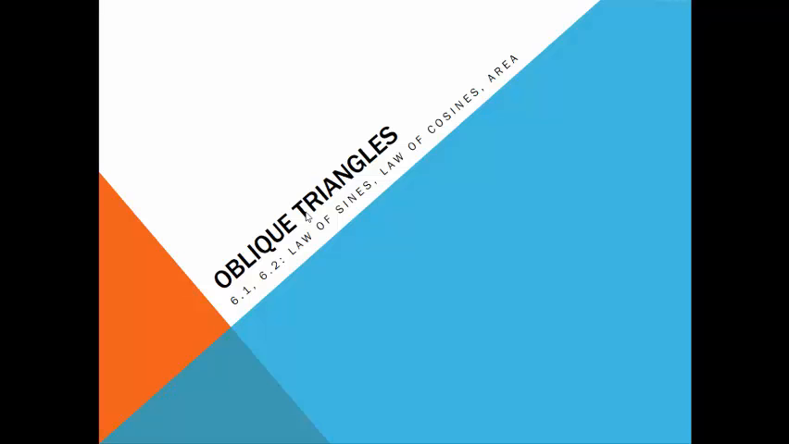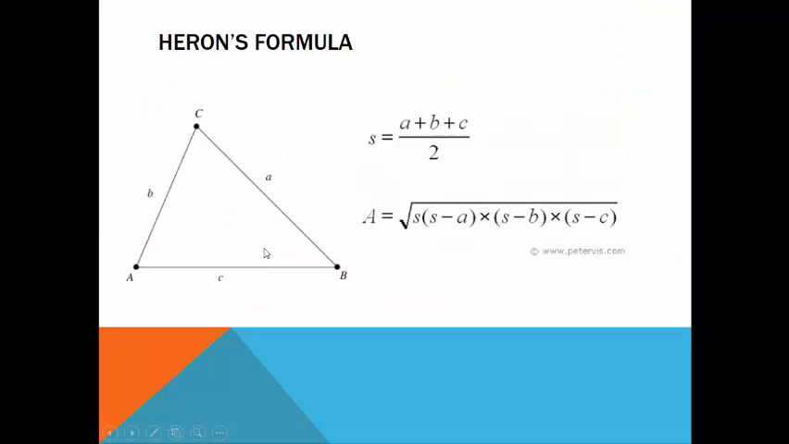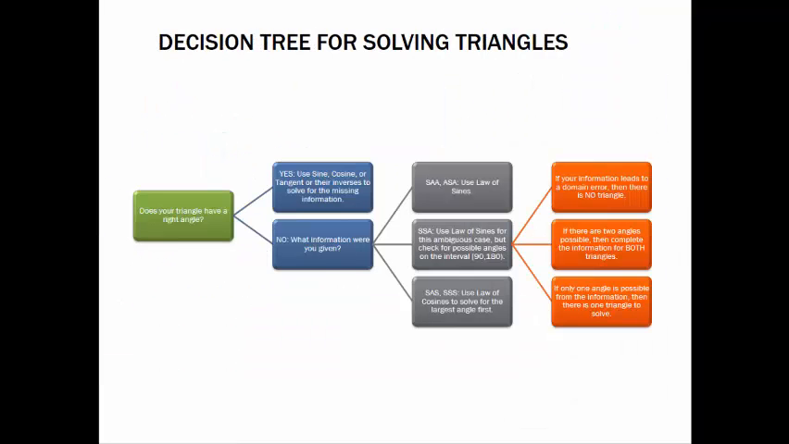So this is more of a summary. I want you to review law of cosines and law of sines and the area formulas mentioned in these sections we've been discussing. And I just want to summarize in this video our decision tree for solving triangles.